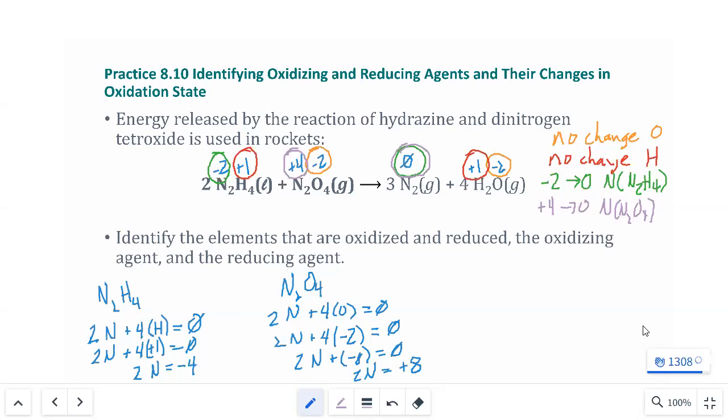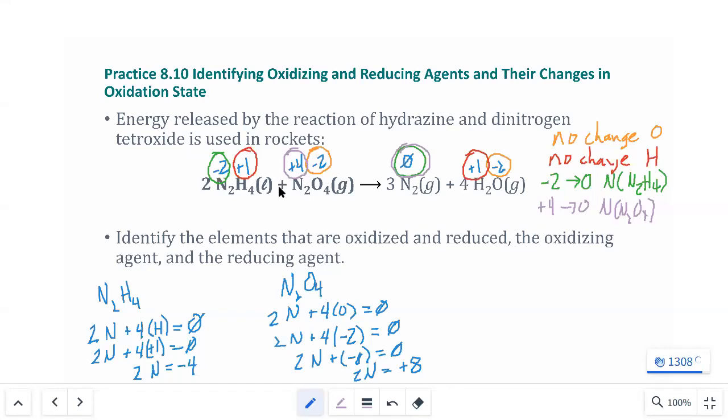And the answer is yes, if one of two things is happening. Either the things that are being oxidized and reduced are coming from different sources. So the component of hydrazine and the component of dinitrogen tetroxide are being oxidized and reduced. They just happen to be the same element in both molecules. It's a weird coincidence, but it's possible. And we're showing it's possible there.